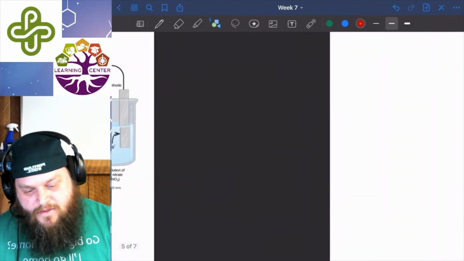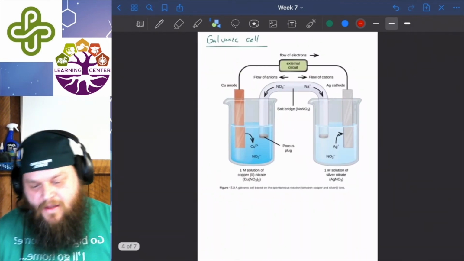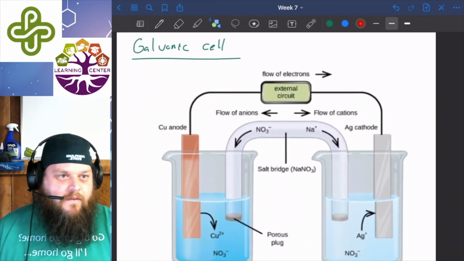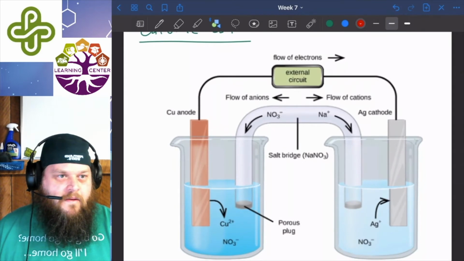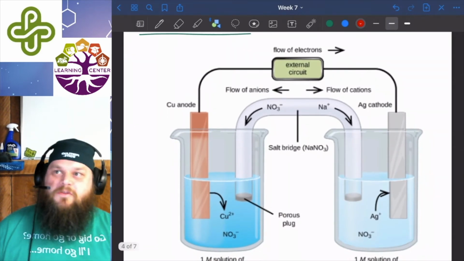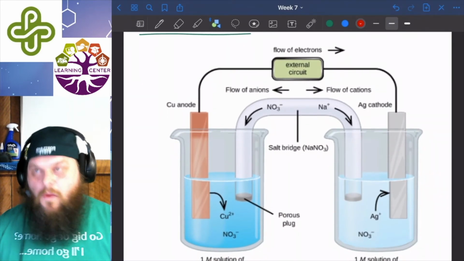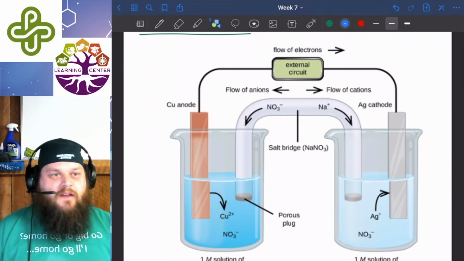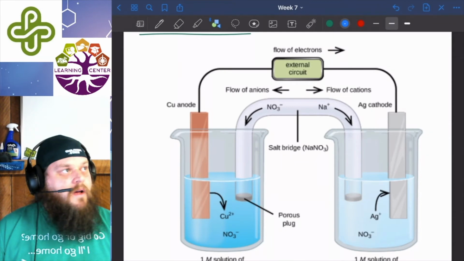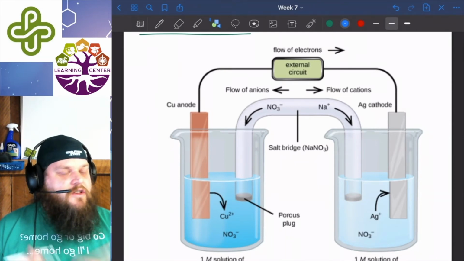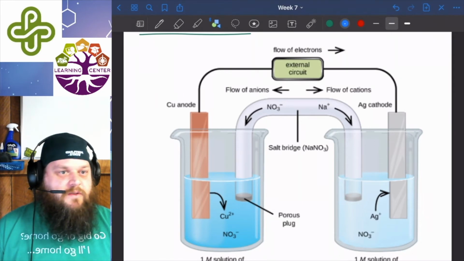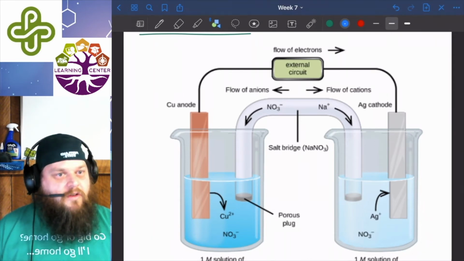So let's move on to the galvanic cell. I got a nice diagram here of the galvanic cell. I'm going to make a bunch of notes on top of that. But let's talk first about what the galvanic cell really is. And really it's a way that makes these redox reactions really useful in creating this electrical current flowing through them.